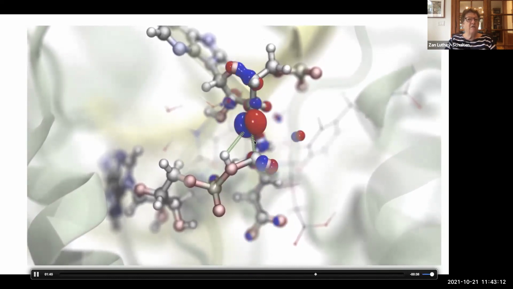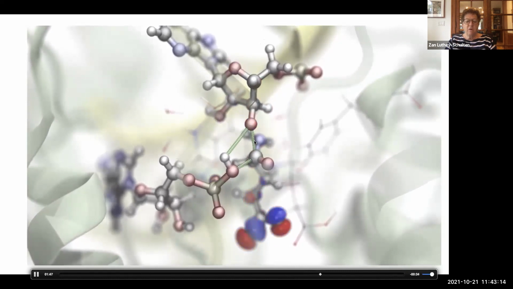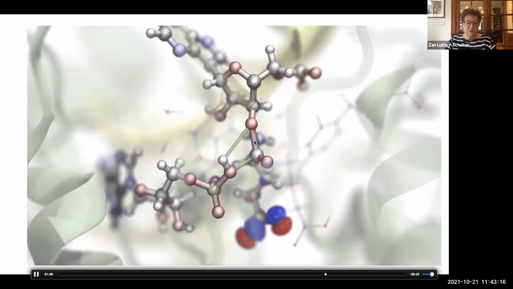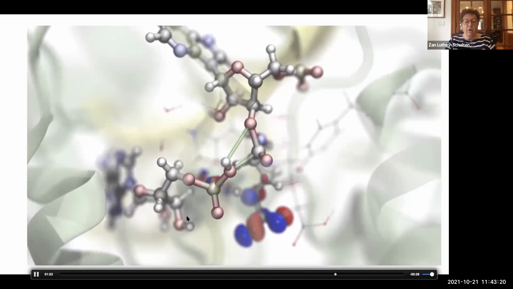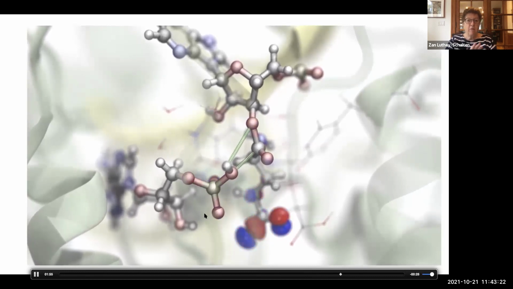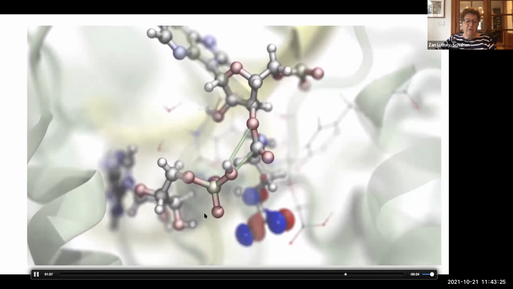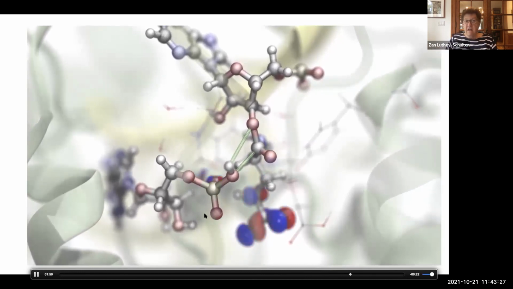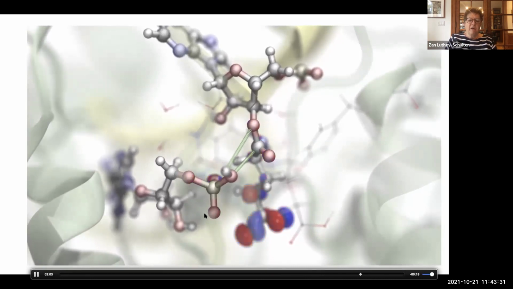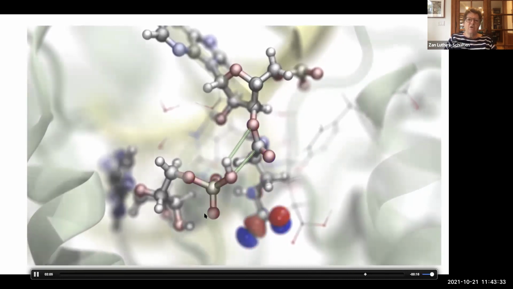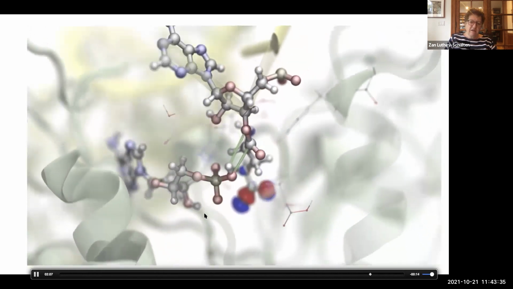What we did in that Nature Methods study, we did this entire reaction, but then we also looked at how long it took this AMP moiety to get out of the active site. And that takes a long time. But you can calculate the barriers that you have for that process.